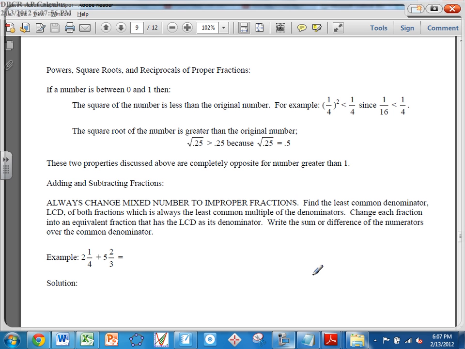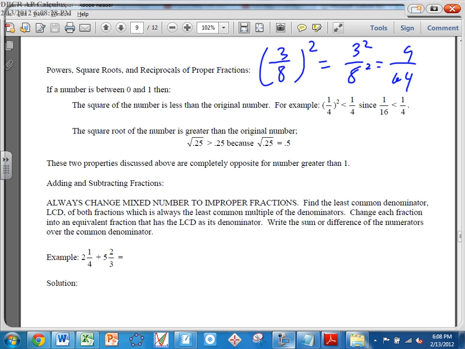The example is simple right here, 1/4. But let's say we have 3/8. If you square this, it becomes 3 squared over 8 squared, which is 9 over 64. Now, 9 over 64 does not reduce. But if you turn that into a decimal, you'll see that number is less than the original 3/8 that you began with. So whenever you square a fraction that's between 0 and 1, think about the fact that it's going to get smaller.